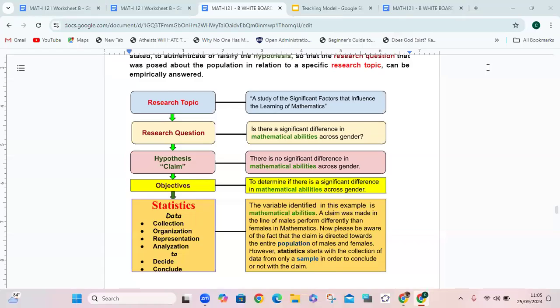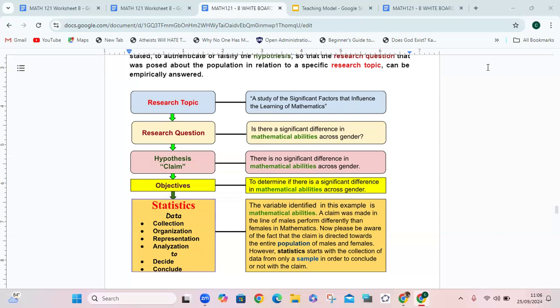So you must have a research topic, which is a study of the significant factors, for example, that influence the learning of mathematics. That could be a topic. Okay. Then you've got a research question. For example, is there a significant difference in mathematical abilities across gender? Do males perform better in maths or females perform better in maths? That could be a research question.